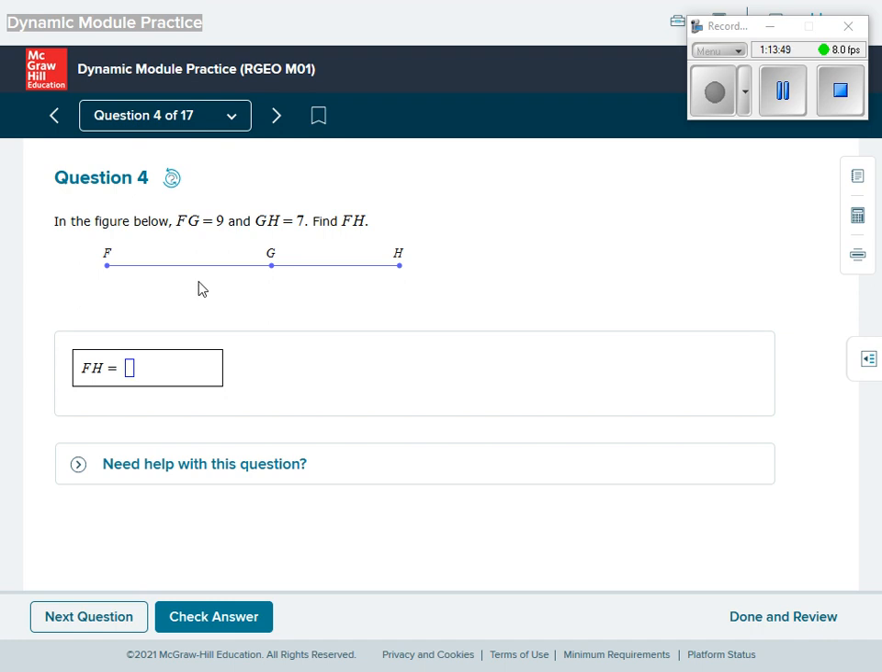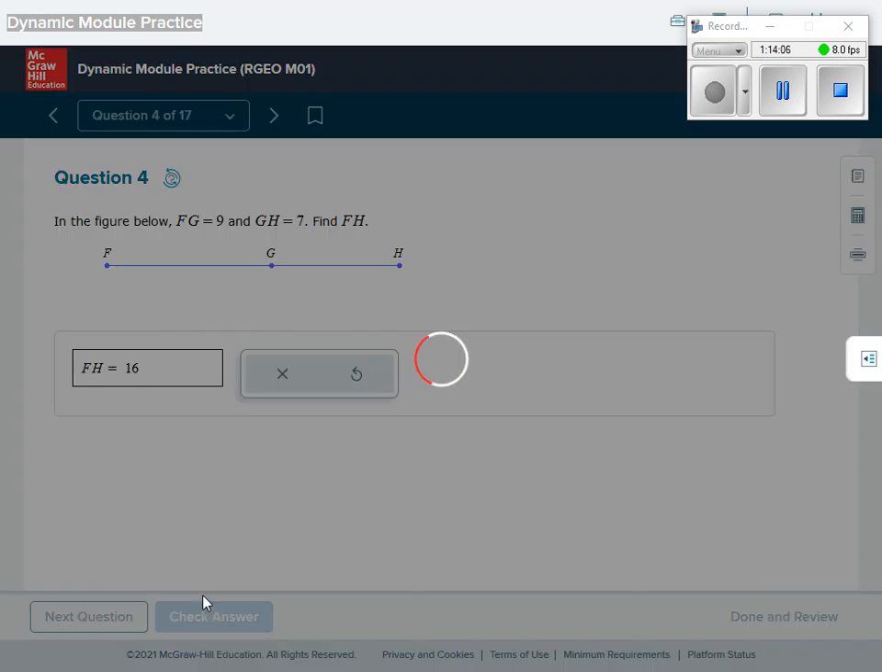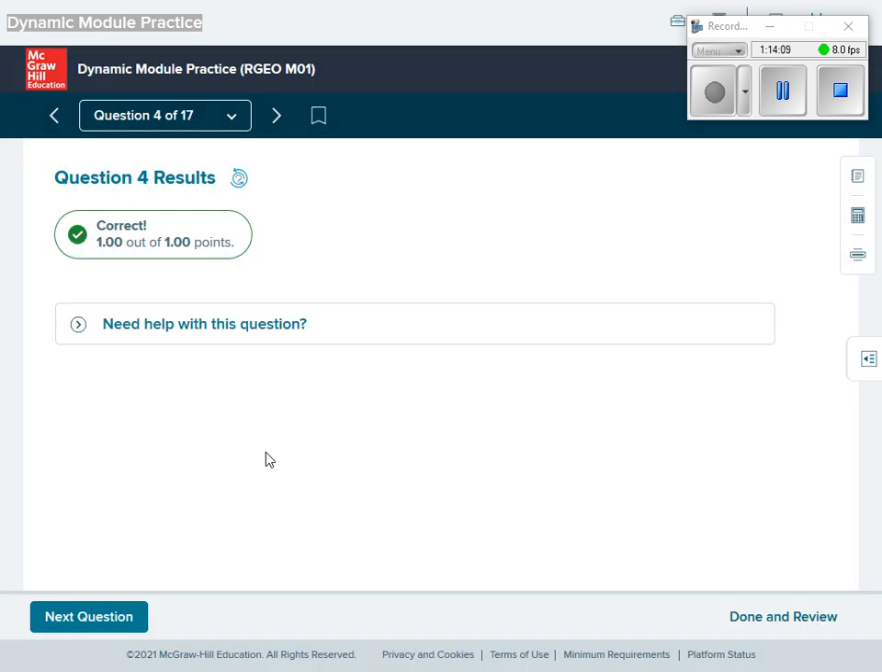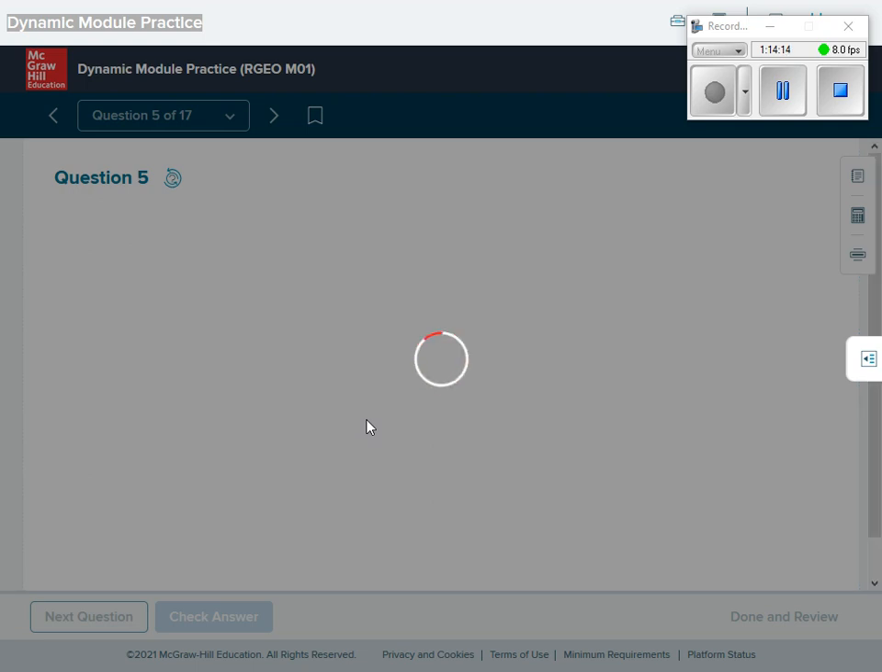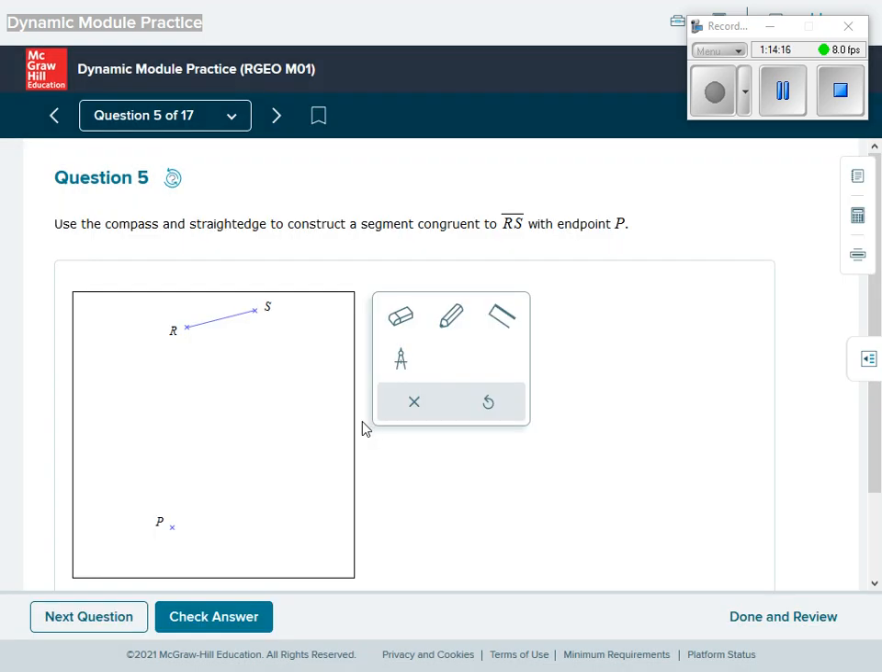This one we talked about. If FG is 9 and GH is 7, how long is segment FH? 16. So we can type that in there. 16. You guys said there was one that's harder up through here? Yeah. Question 5 here. If it's the same one I have. Yeah. Use a compass and straight edge to construct a segment congruent to RS.